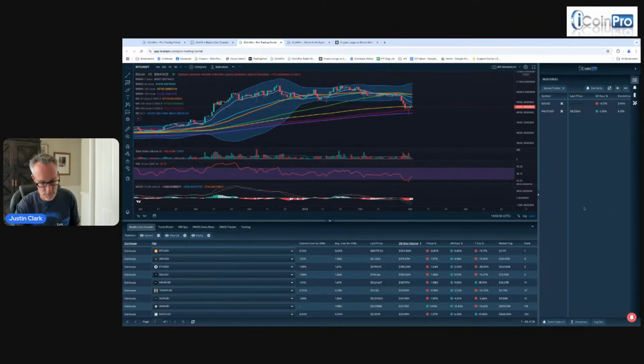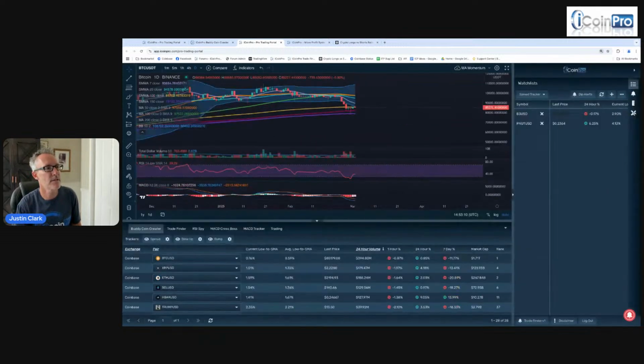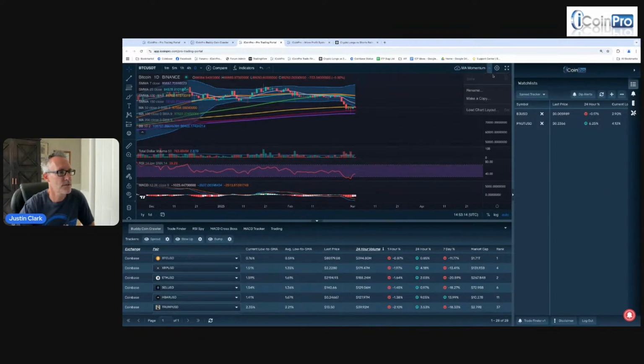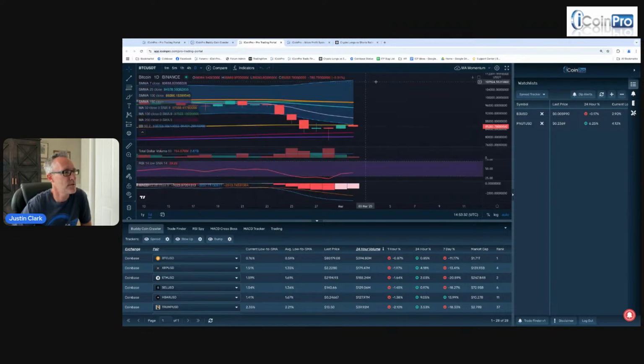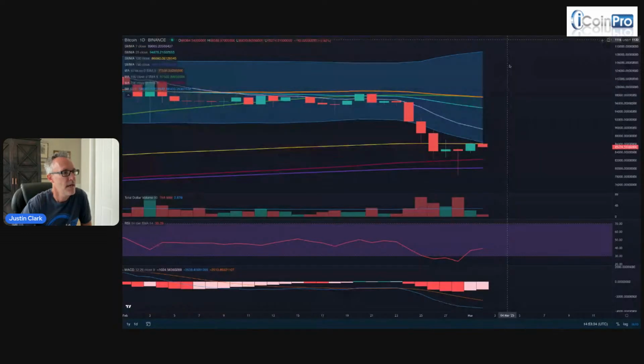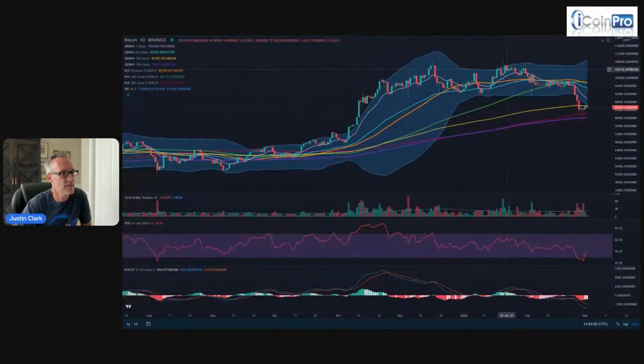And let's go over here. We're looking at our software right now. This is the iCoinPro trading portal. This is our custom software we built to trade our strategy pretty much from the ground up. Nobody else has this type of software. It's like the all-seeing eye of crypto. We know when things are dipping, when things are blowing up, and when things are dumping. So click on load chart layout and click on MA momentum to bring up this chart setup. And then we're going to click on expanding the screen.